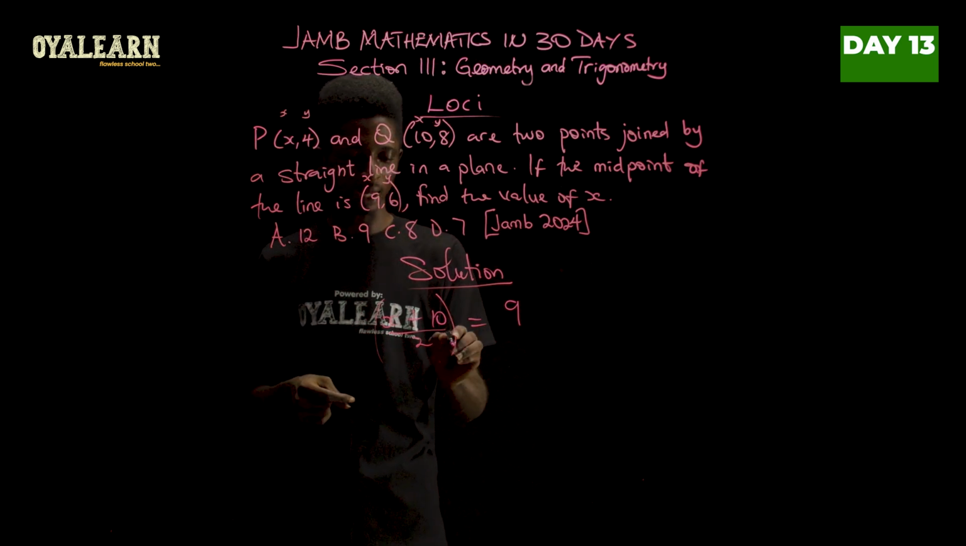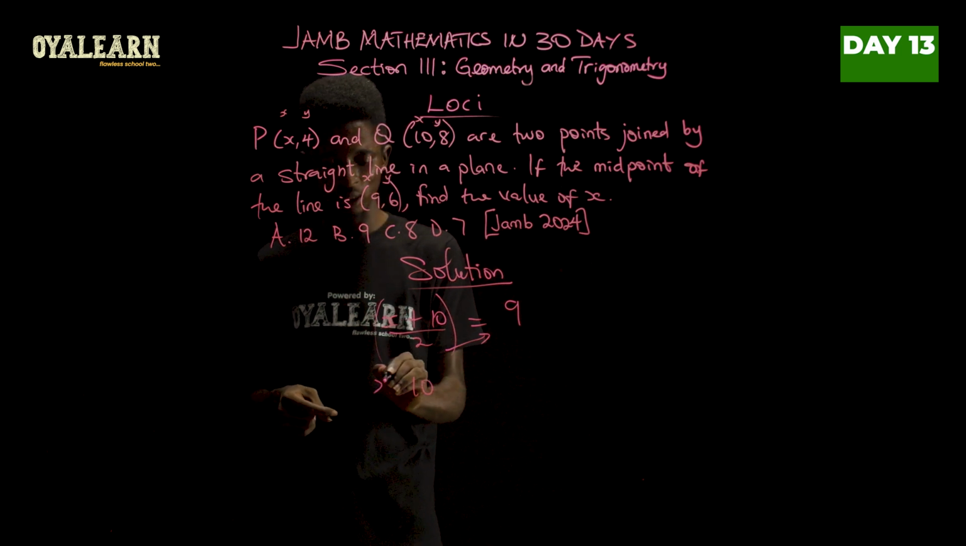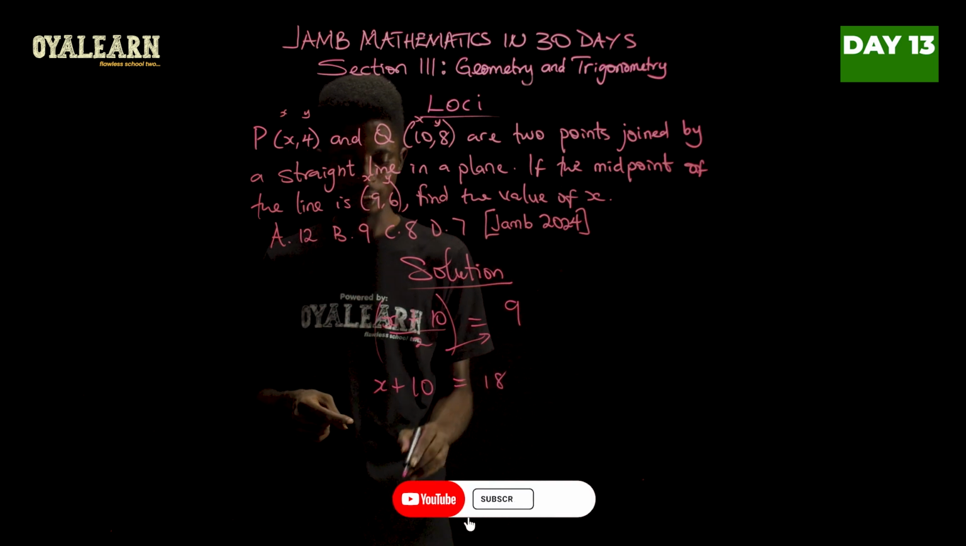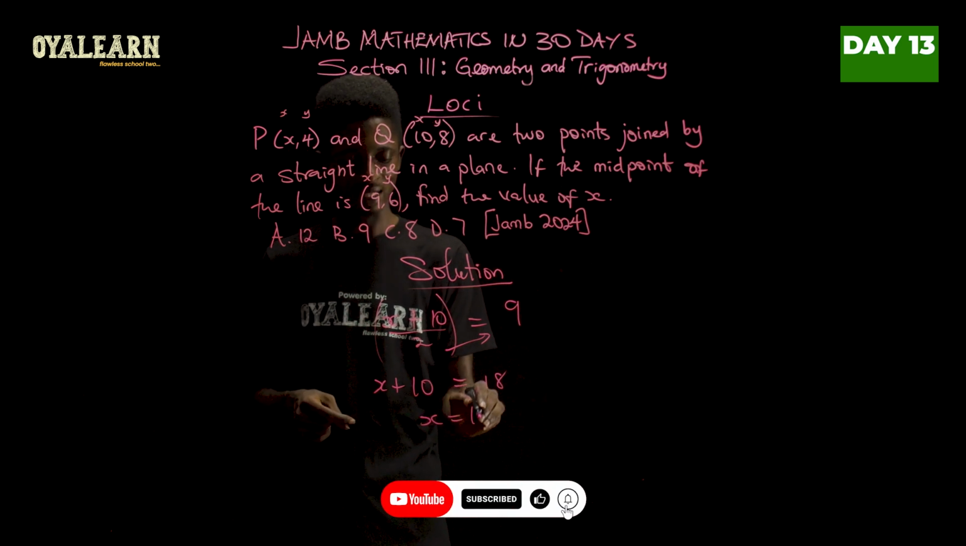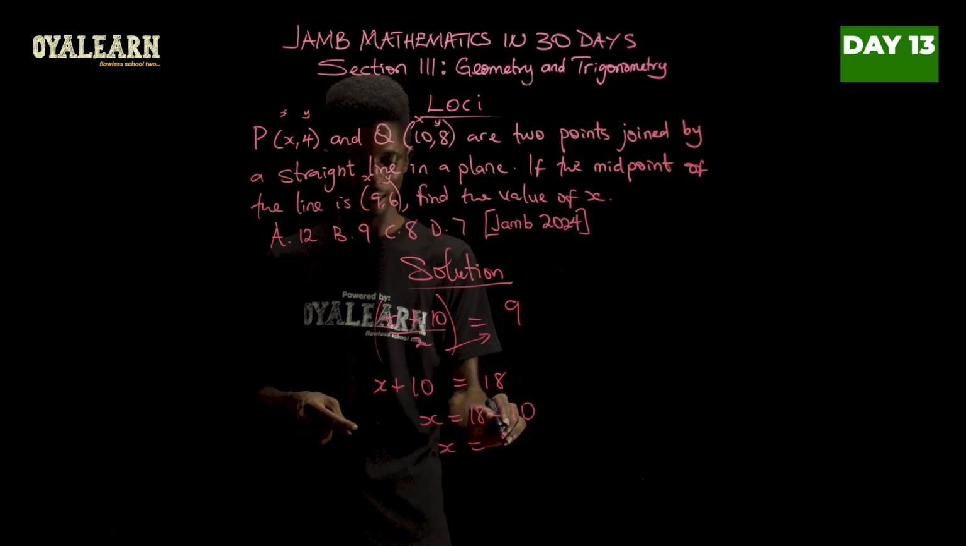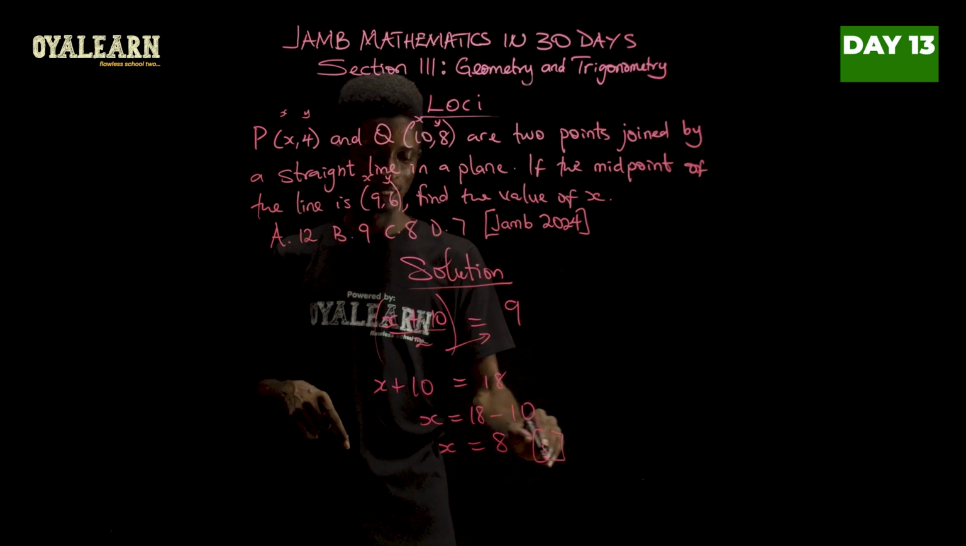So when we check here, we can then cross multiply, taking 2 here. So we have x plus 10 to give us 2 times 9, which is 18. So x therefore becomes 18 minus 10. So x is 8. So the correct option here is C.